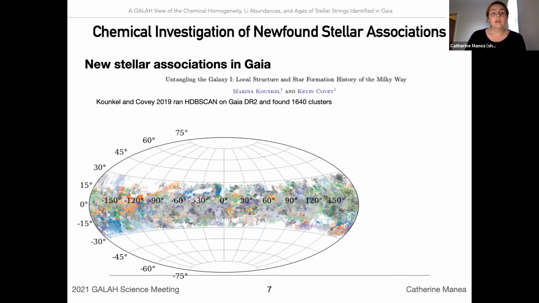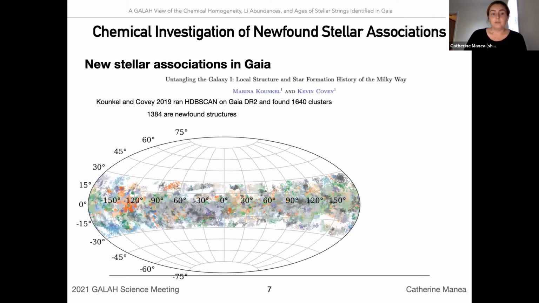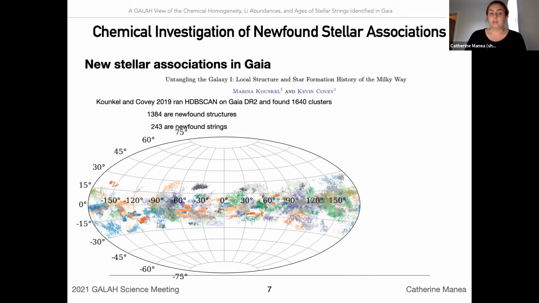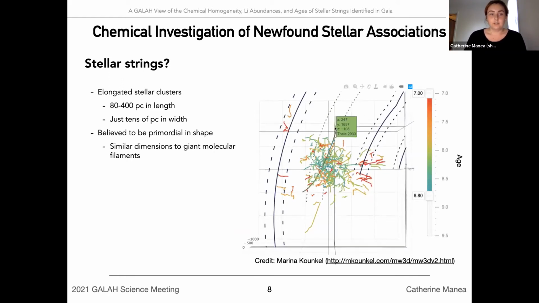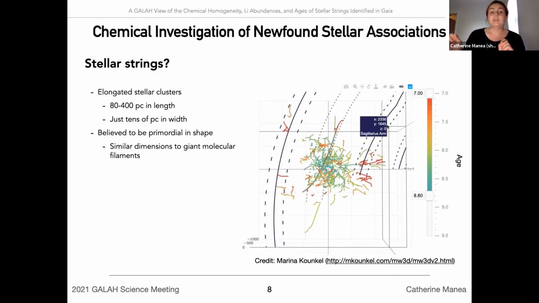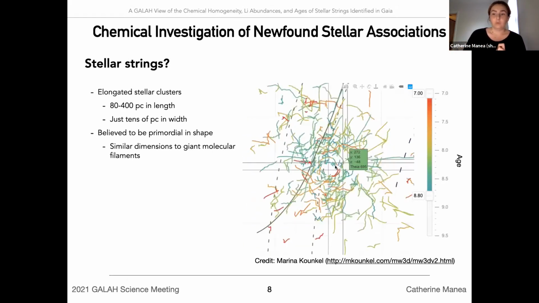They found a ton of substructure within our own Milky Way using HDBSCAN, which we heard about earlier today. So they ran this clustering algorithm on Gaia DR3 data, and they found over 1,300 newfound structures within 1 kiloparsec of the sun, and 243 of these are newfound strings. So what are stellar strings? They're elongated stellar clusters between 80 and 400 parsecs in length, and they're extremely thin. They're just tens of parsecs wide.